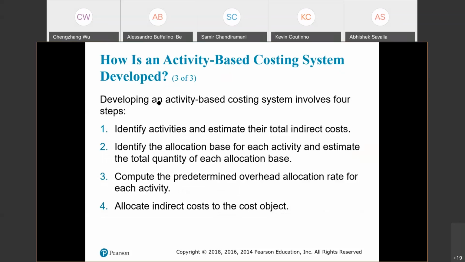And in activity-based costing, basically, there are four steps. First, identify activities and estimate their indirect cost. Second, identify the allocation base. Third, compute the predetermined overhead allocation rates for each activity. And lastly, we allocate indirect costs according to the calculations in step 3 to each unit.